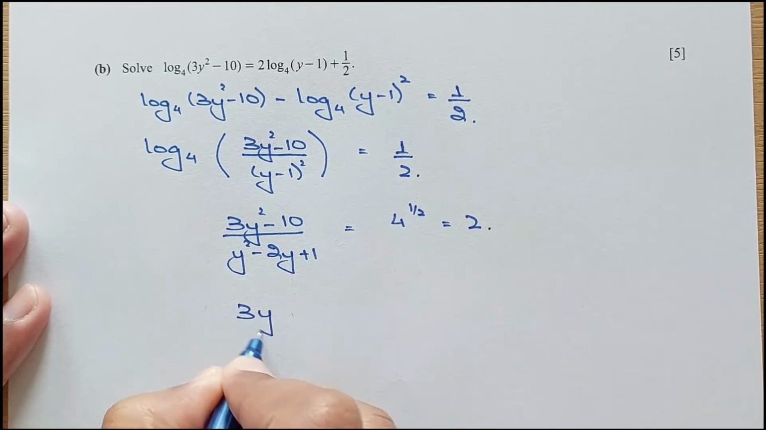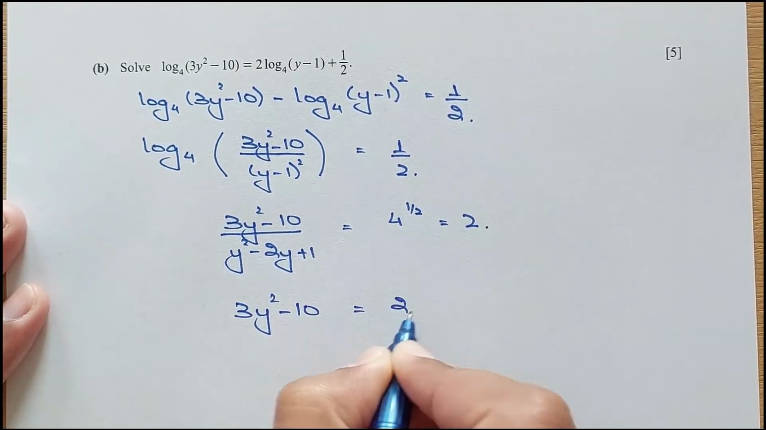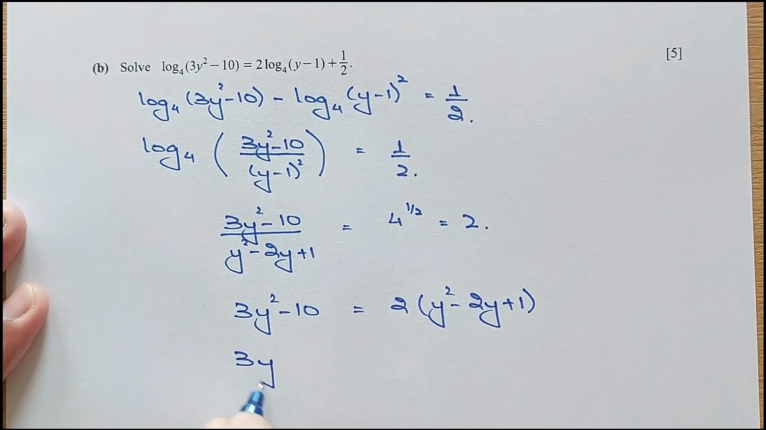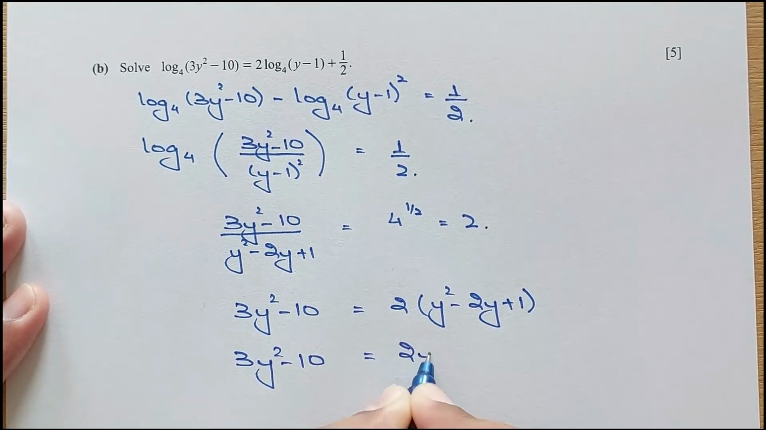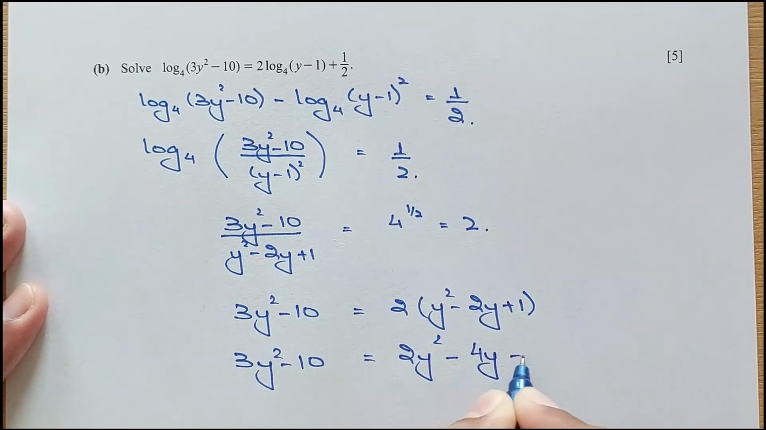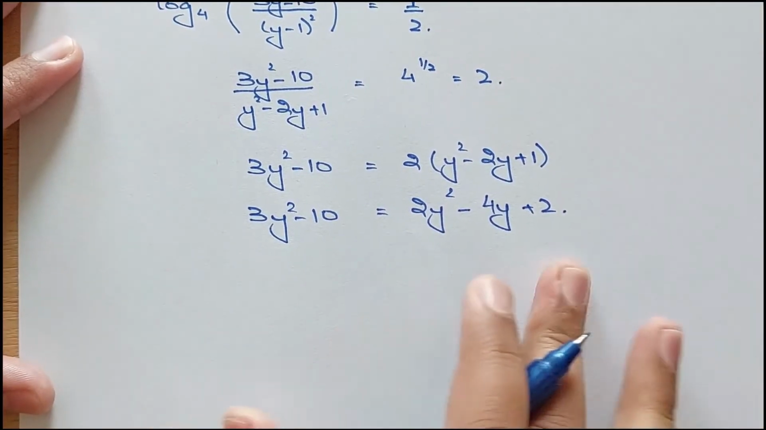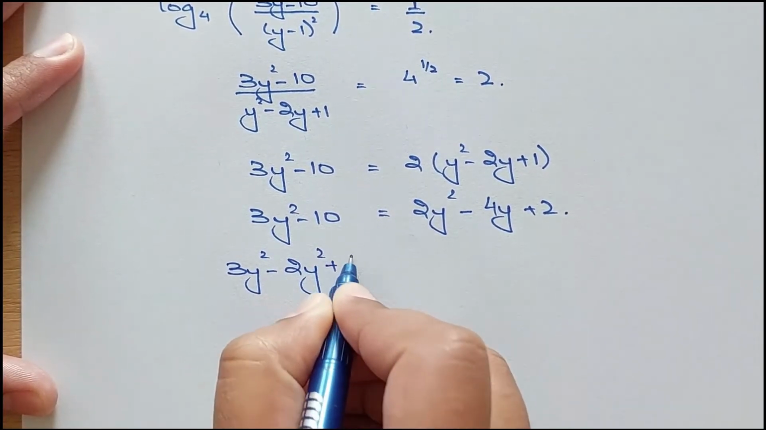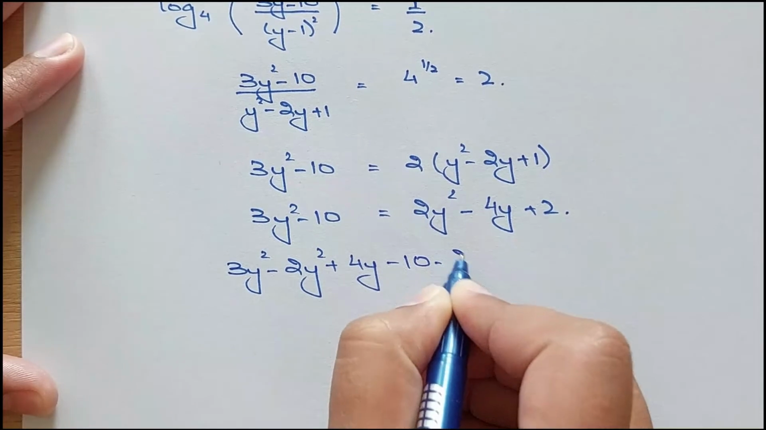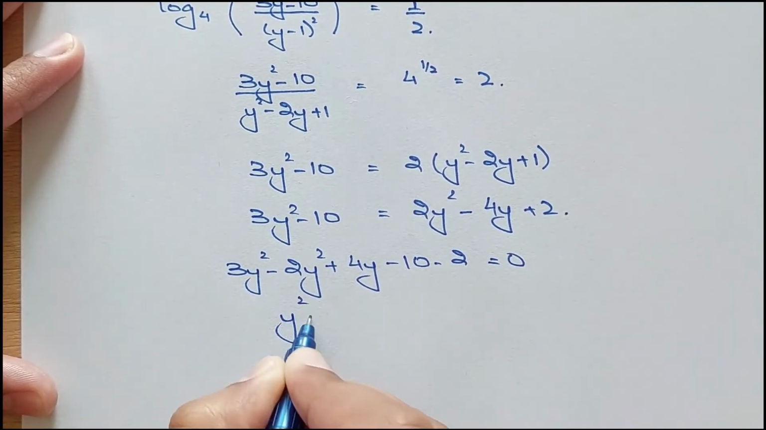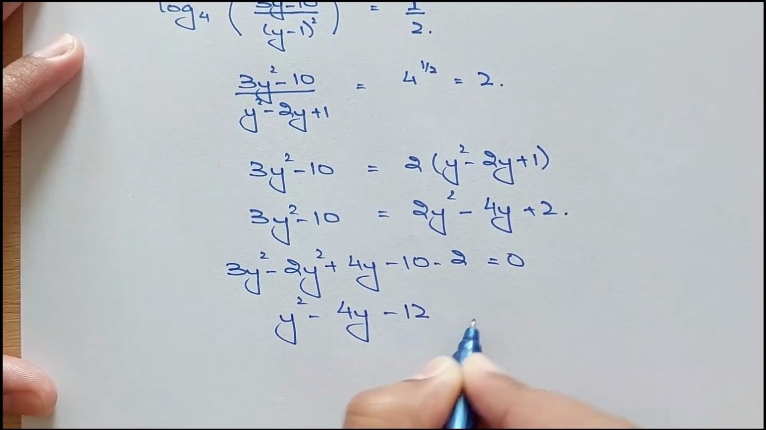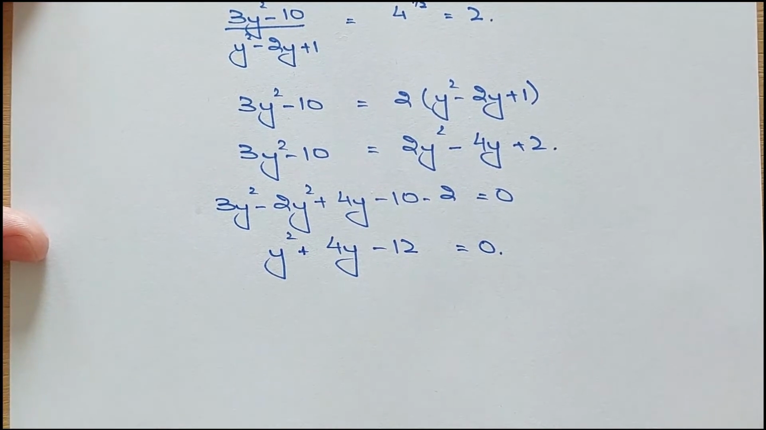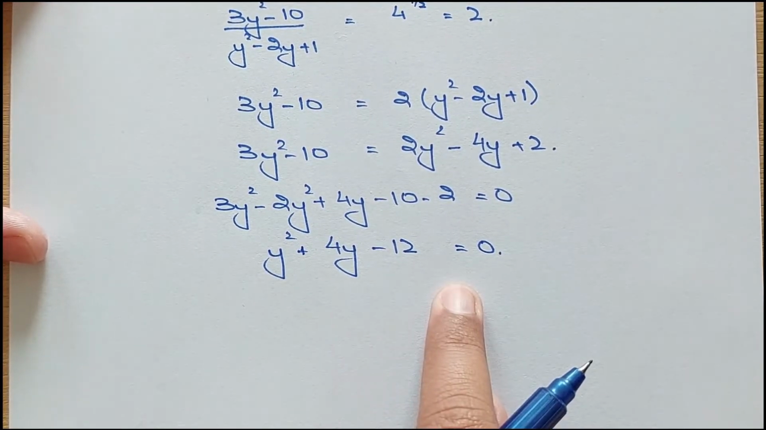So cross multiplication, 3y square minus 10 equals to 2 times y square minus 2y plus 1. So here 3y square minus 10 equals to 2y square minus 4y plus 2, right? So shifting all the terms to the right side, 3y square minus 2y square plus 4y minus 10 minus 2 equals to 0. So here y square plus 4y minus 12 equals to 0. Sorry, this is plus 4y. So this is a quadratic equation in a variable y. So we can factorize this.